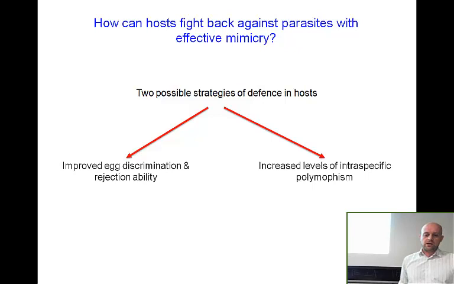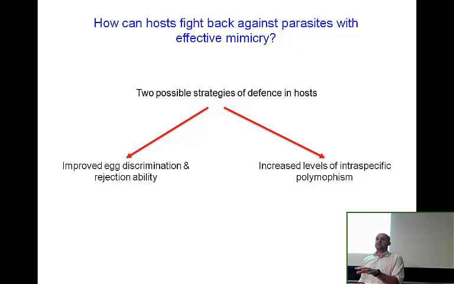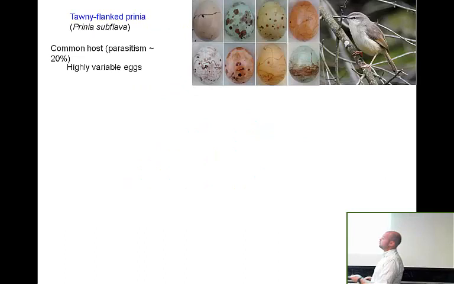So one of the ways that we wanted to test this was to look at three different species of host of these cuckoo finches that are found in the same place and that have very similar biology. And we conducted both egg rejection experiments and looked at how polymorphic the egg types are. So the first species is the tawny-flanked prinia here, which, as I said, has these extremely variable, colourful eggs, and is a very common host.